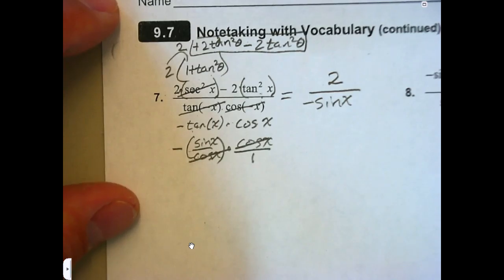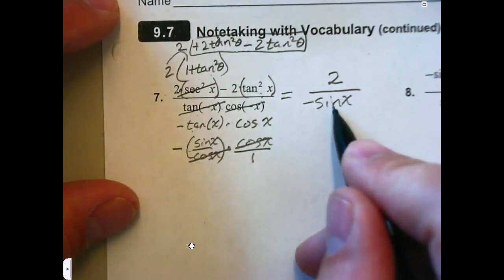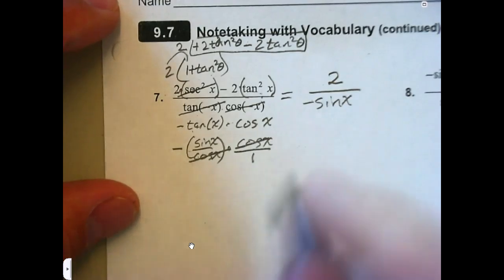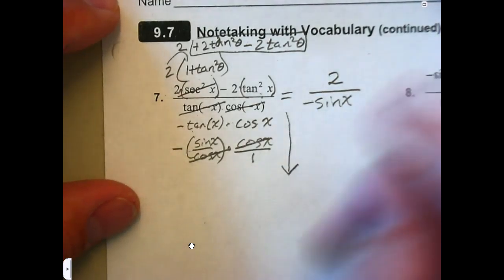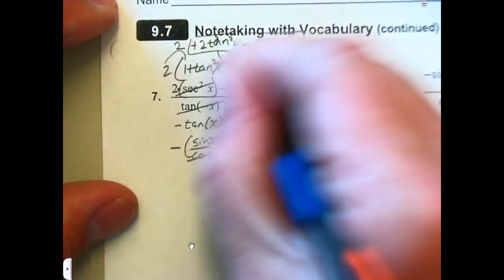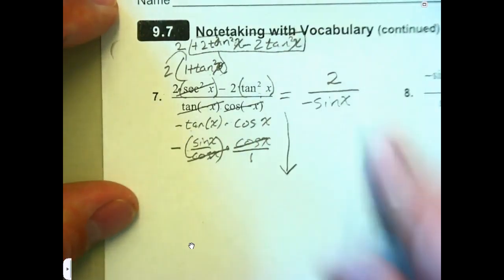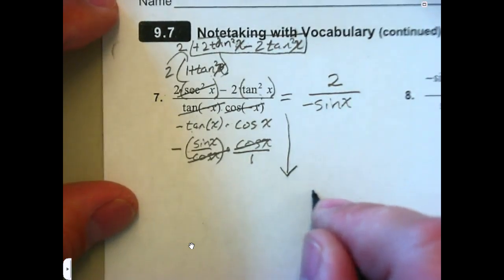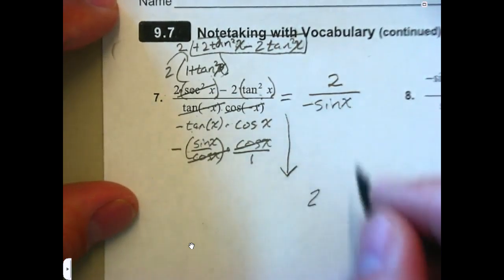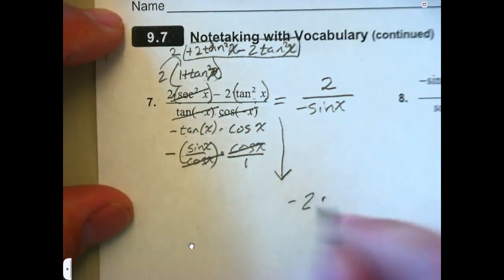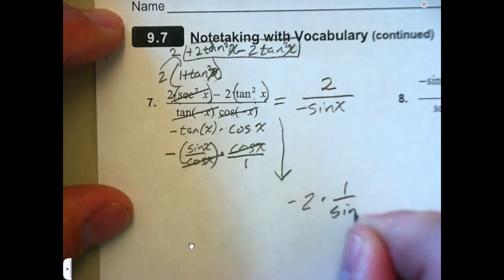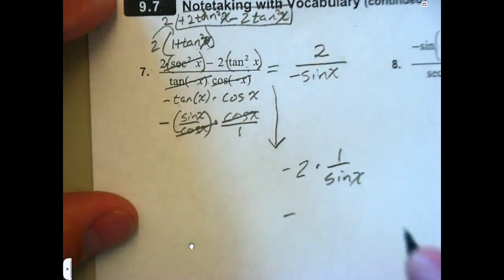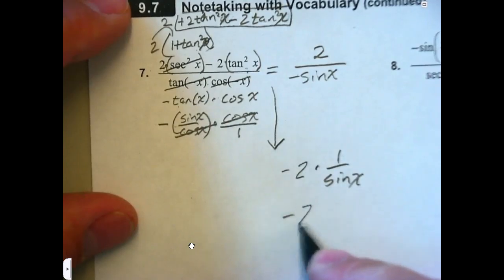How many are with me? One last step. You know what? I keep changing theta and x. If I do that, I'm actually doing it interchangeably. So all those thetas are x's. Last step here. This is 1 over that. This is the reciprocal. So this is negative 2 times 1 over sine x. What is 1 over sine x? Let's go secant, excuse me, cosecant.